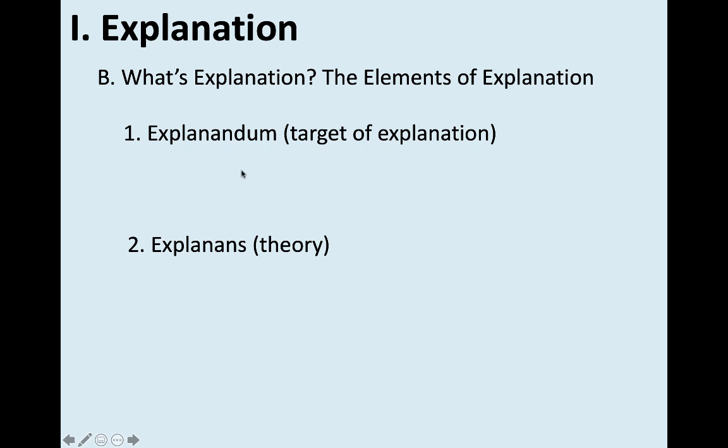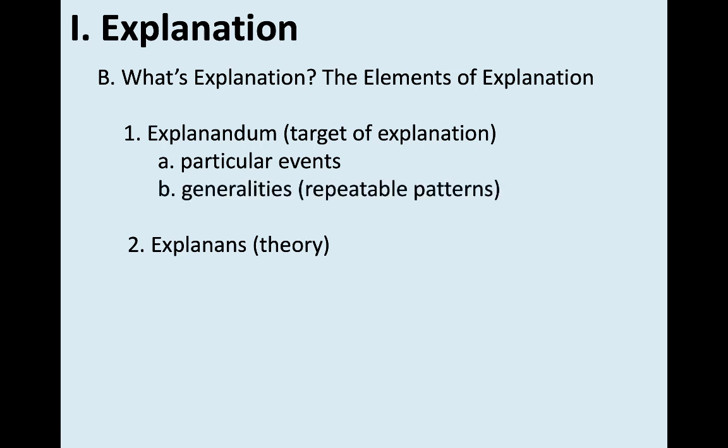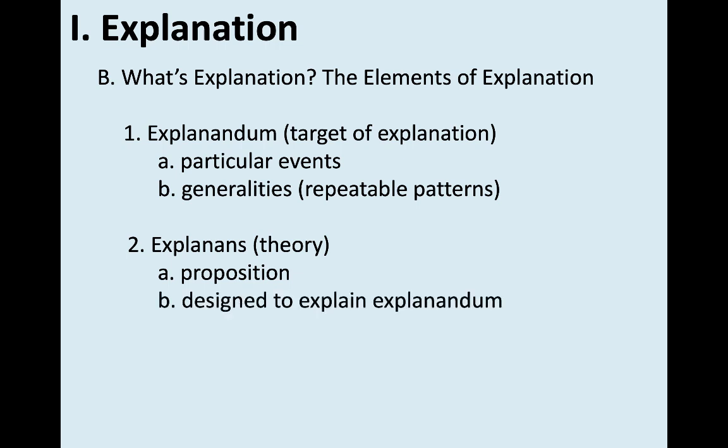So what are the explananda for scientific theories? Typically they're particular events, like X winning an election. Or they're generalities, repeatable patterns, like men tend to be taller than women. What are explanans? Well, we've already decided we're going to treat theories as propositions that, if true, would explain some target of explanation. Remember, we also said you could treat theories as models or classes of models, but we're just not talking that way. What are these propositions? They're ones, again, designed to explain the explanandum.